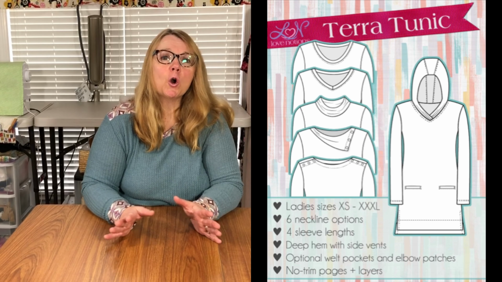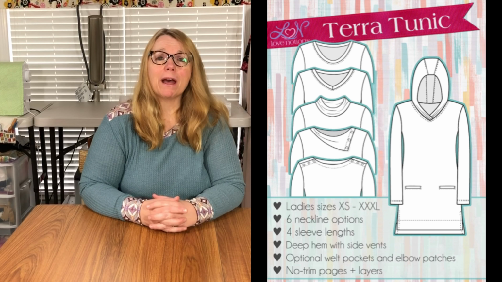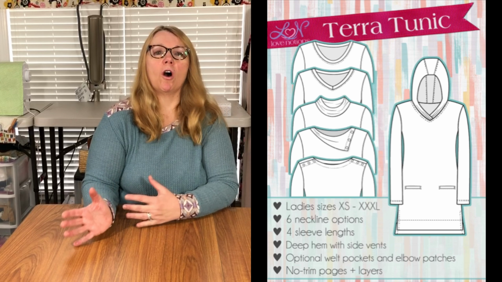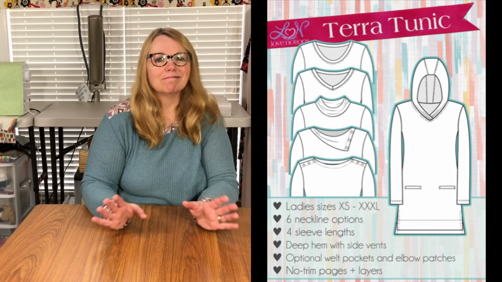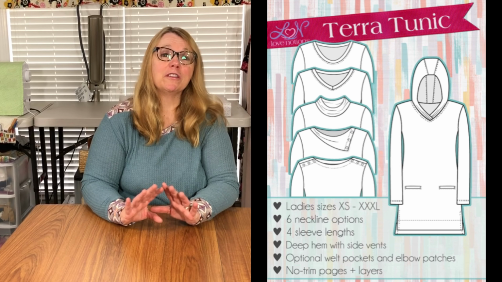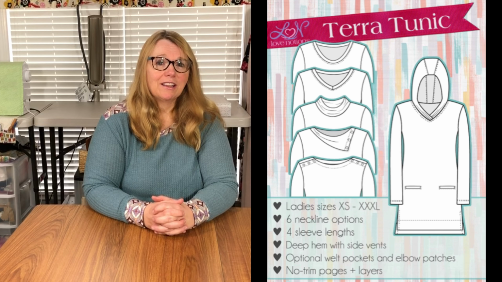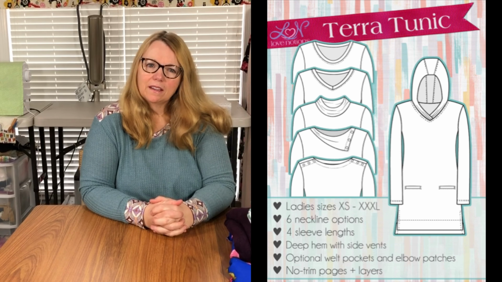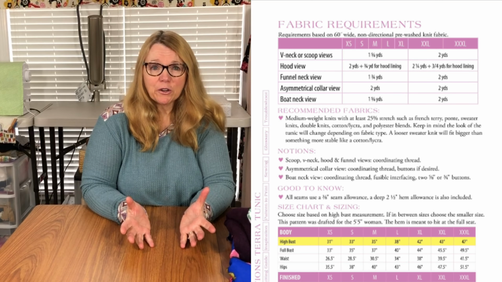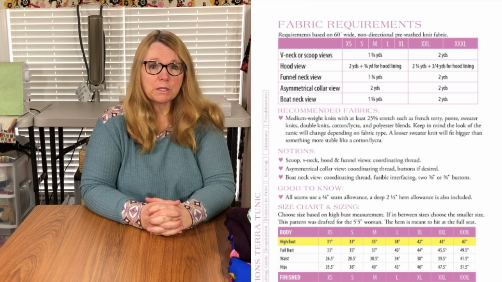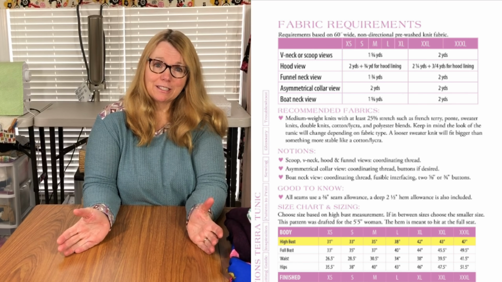There are so many options for this tunic. You get about 20 different options if you use all the different necklines with all the different sleeve options. It's such a great value, and during the sale, it's an even better value. Let's talk about the fabrics that work for the Terra tunic. According to the pattern, the Terra tunic is designed for medium weight knits with 25% stretch. So you know how to determine that.